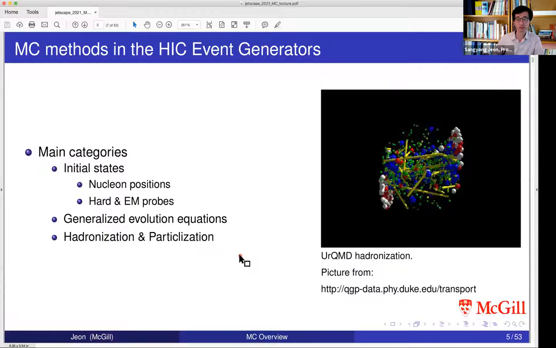Some nomenclature. The word hadronization is used in our context whenever quarks and gluons actually make hadrons, either pulling string, clustering, something like that. The word particlization is used in our field when you want to make particles out of QGP, for instance, in some statistical sense.